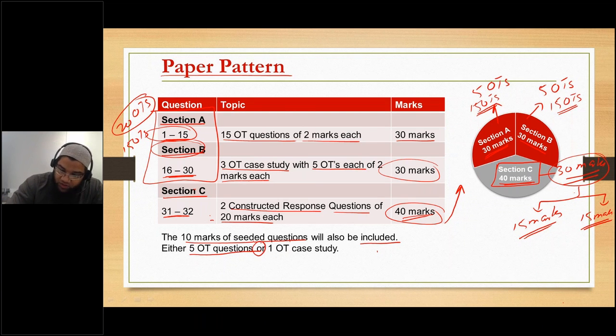Or there will be one OT case study in Section B, which will make 15 questions in Section A and 20 questions in Section B. So either you are going to have 20 OTs in Section A or 20 OTs in Section B. But 5 OTs will not be marked and these will be called the seeded questions.